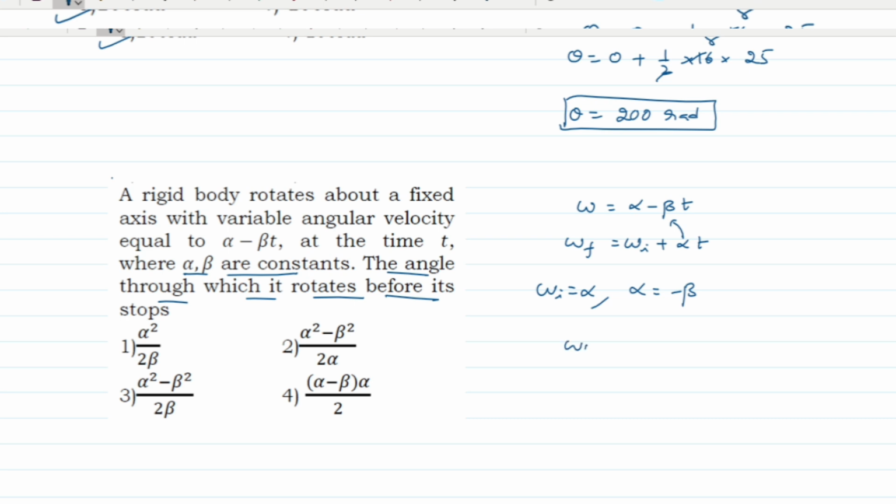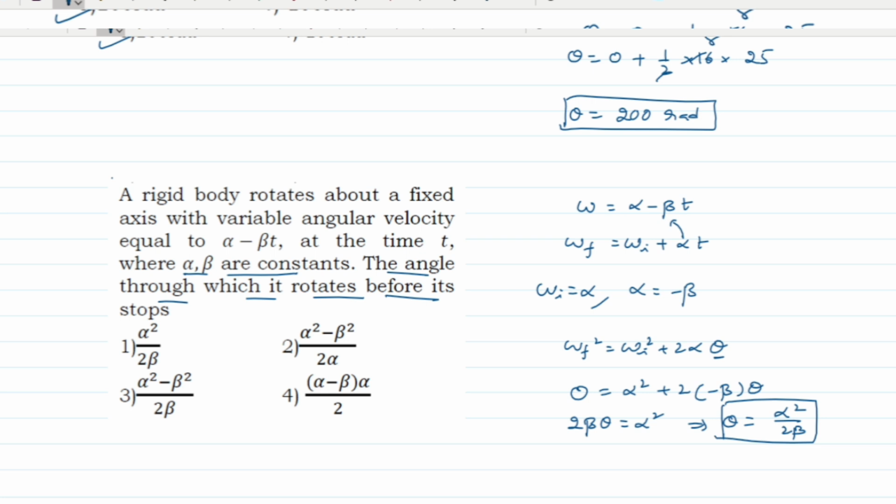Now omega final whole square equals omega initial whole square plus 2 into alpha into theta. Theta value they are asking, students. Finally it comes to rest. Omega initial is alpha, so 0 equals alpha square plus 2 into minus beta into theta. When you are simplifying this, 2 into beta into theta equals alpha square. Then theta equals alpha square by 2 beta. This is the correct answer.